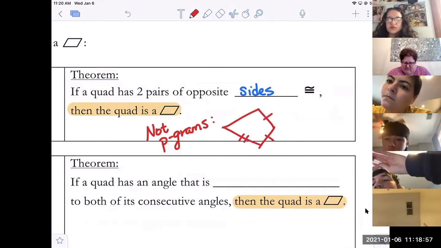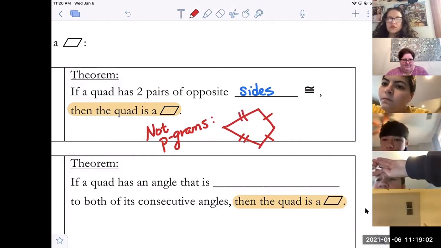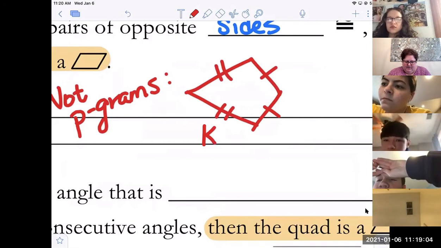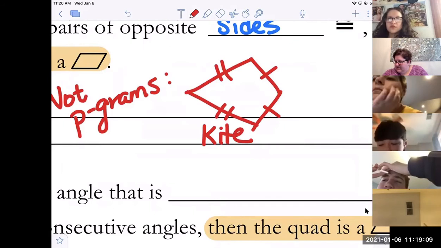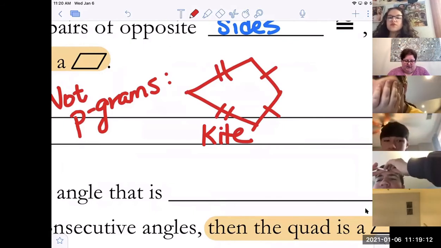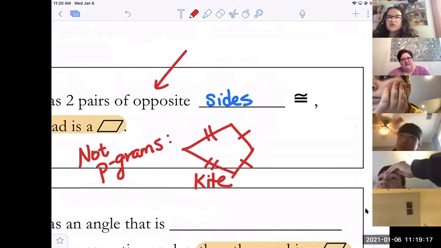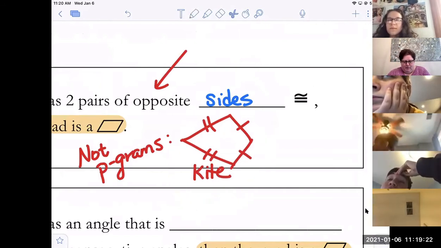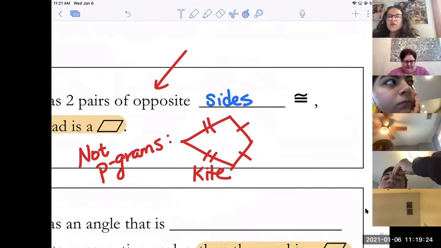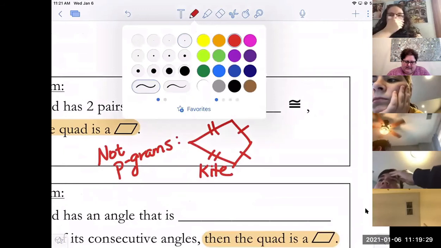Okay, these are the same and those are the same. What is that thing? It's a kite. So you have to be careful that you say two pairs of opposite sides that are congruent, because a kite has two pairs of congruent sides. It's just that they won't be the opposite sides. So if you leave out the word opposite, that theorem will not be true anymore. It won't be a theorem. And then you also have to say two pairs. Here's an example of something that is not a parallelogram.